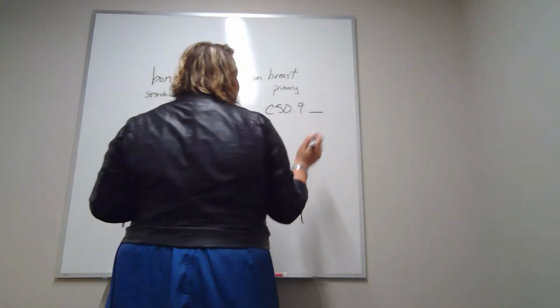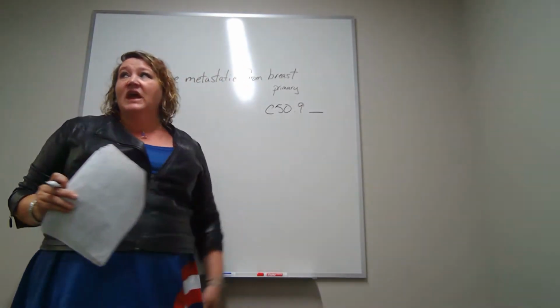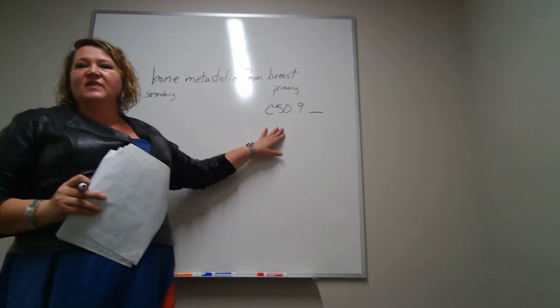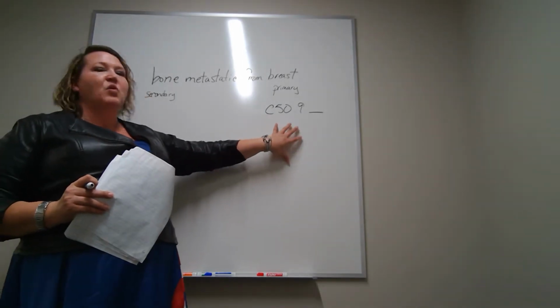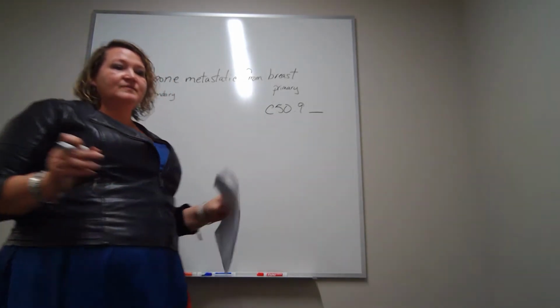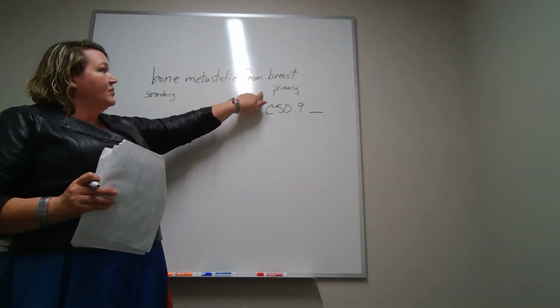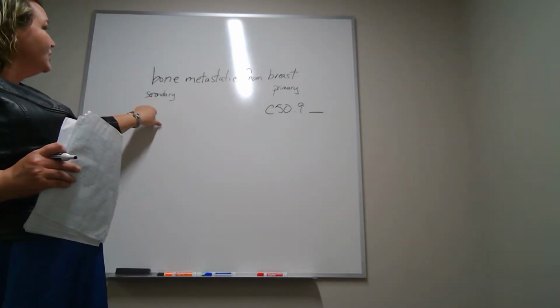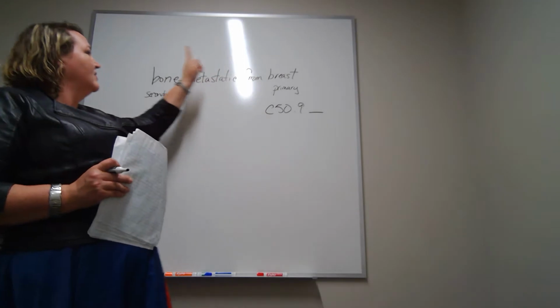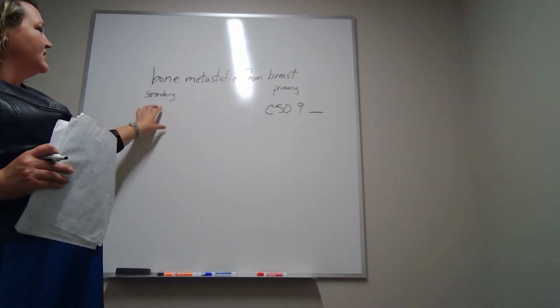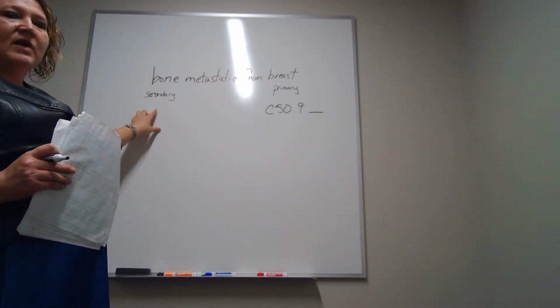C50.9, and then it's going to have additional characters. But for our purposes right here, it's going to be C50.9. Now, the primary went to the breast, metastatic to the bone. So this is going to be our secondary code.